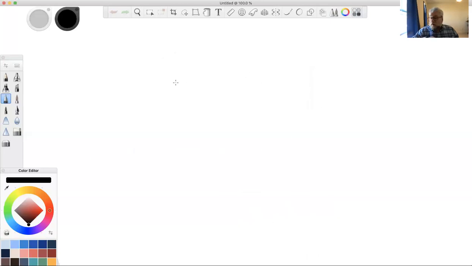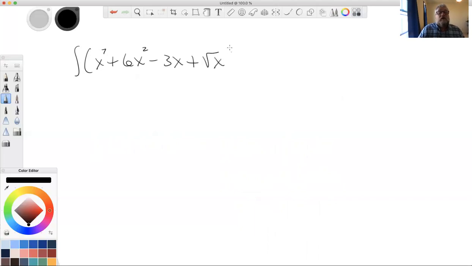Let's do a big, ugly, nasty one here. The integral of x to the 7th plus 6x squared minus 3x plus the square root of x. There we go.